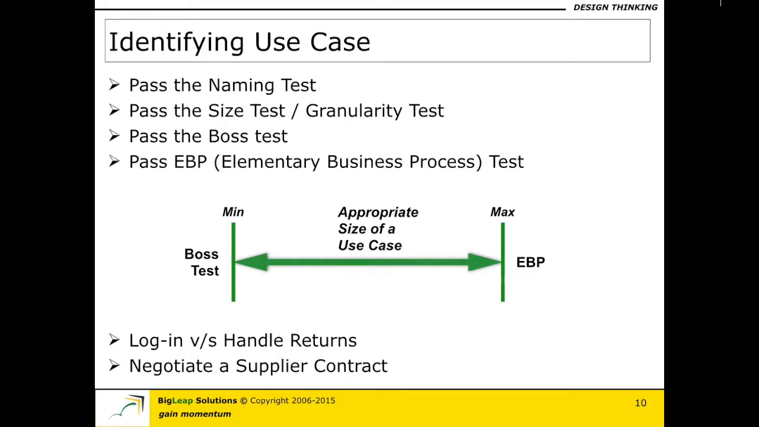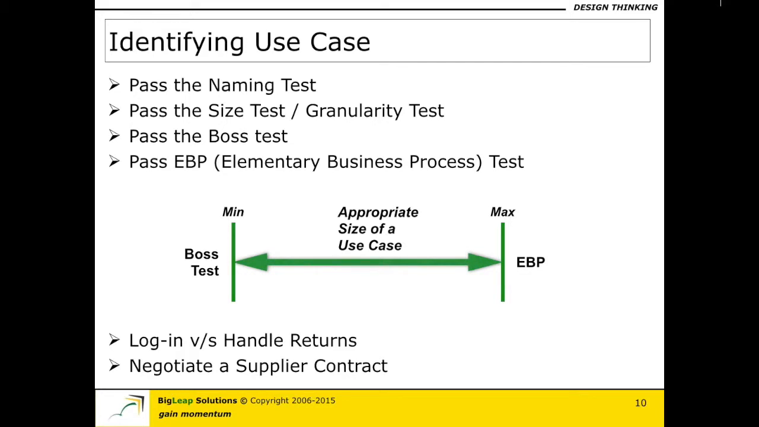Now let's take a look at the other 3 tests. In this particular context, the size and granularity tests mean the same. They're actually synonyms, and in this context, they can be used interchangeably. And the other 2 tests, the BOSS and the EVP test, the way I look at them is as the 2 ends of a particular measure or a scale. Now the size test is a way of saying what is a good size of the use cases that we want to identify for the system that is being modeled. And on the minimum side of that particular scale, we call it the BOSS test. Whereas on the maximum side, we call it the EVP test, or the elementary business process test.